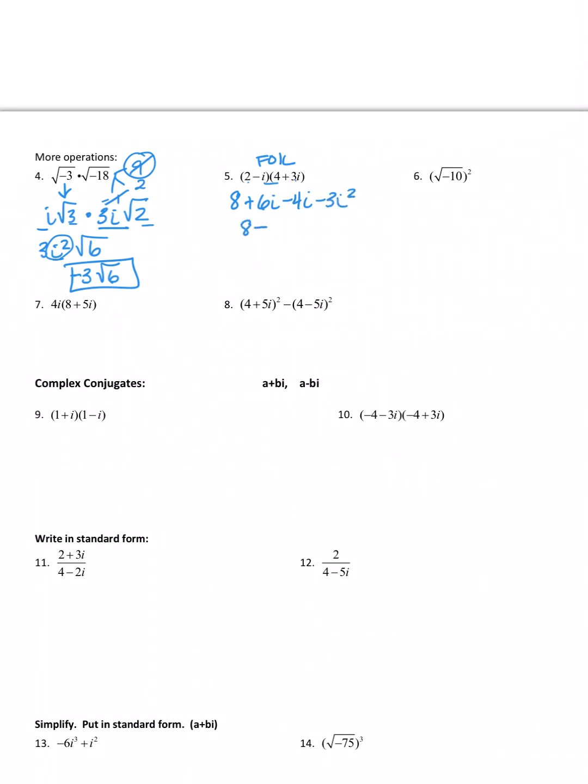Let's clean it up. Let's combine like terms here. I'll have 2i minus 3. Now, i squared is negative 1, so I need to fix that. That's going to become plus 3. So 8 plus 2i plus 3. Put it in standard form. That means 11 plus 2i.